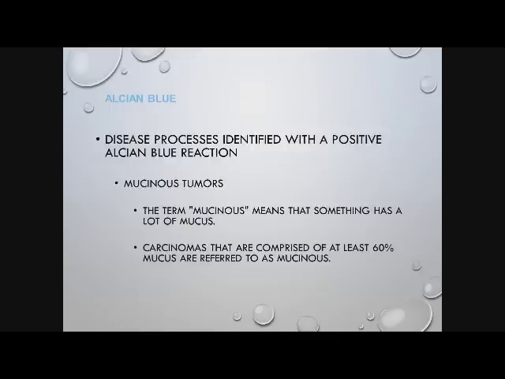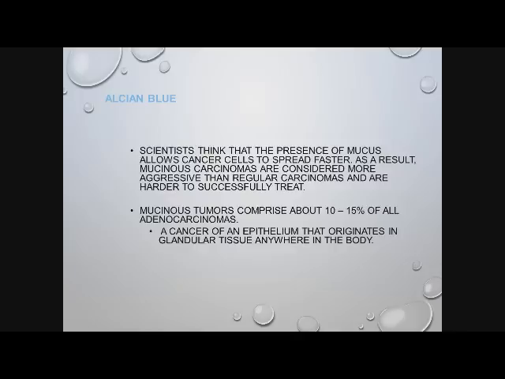Now, disease processes are identified with a positive Alcian Blue reaction also. So we have our mucinous tumors. Now, the word mucinous oddly means that something has a lot of mucus. Carcinomas that are comprised of at least 60% mucus are referred to as mucinous. Now, mucinous tumors are very interesting because scientists think that the presence of mucus allows cancer cells to spread faster. So as a result, these mucinous carcinomas are considered more aggressive, they respond worse to treatment, and their prognosis is not as good. So mucinous tumors comprise about 10 to 15% of all adenocarcinomas.